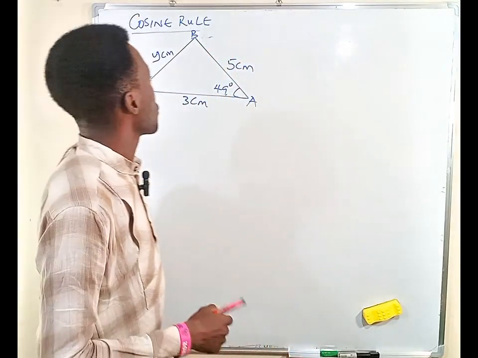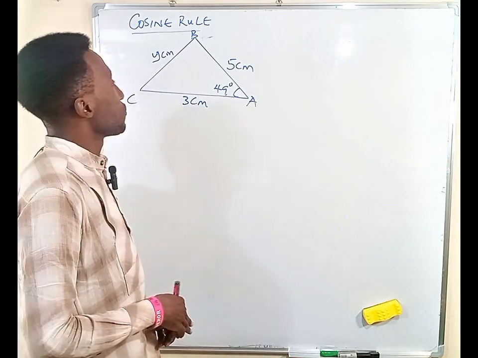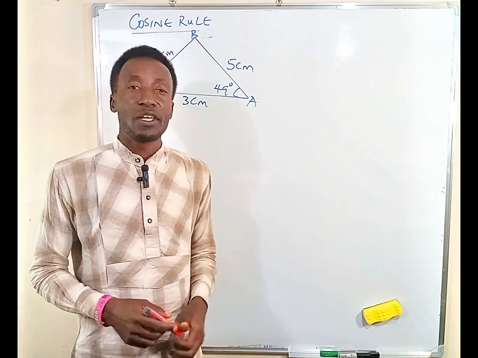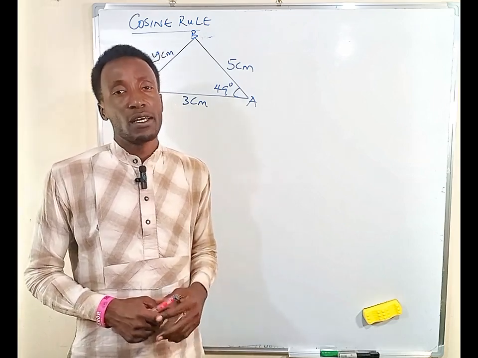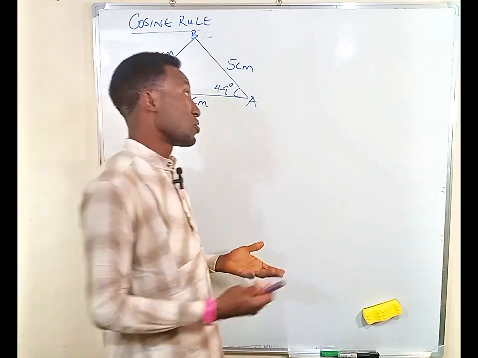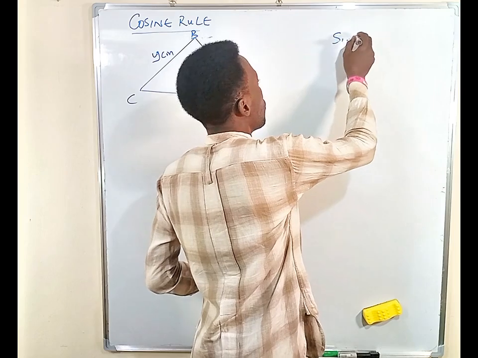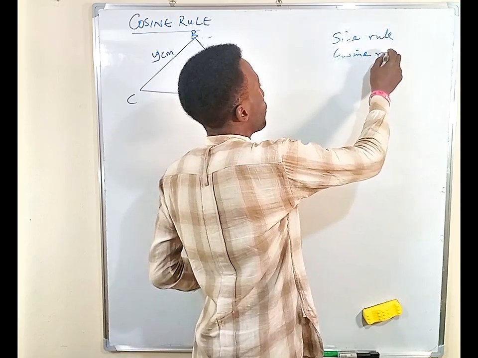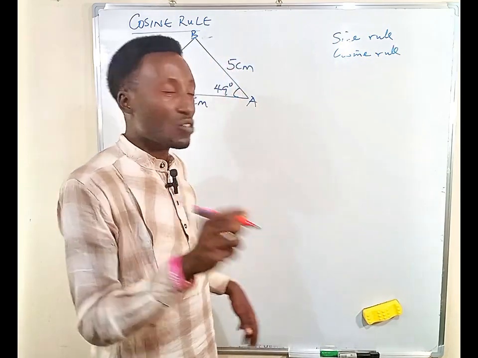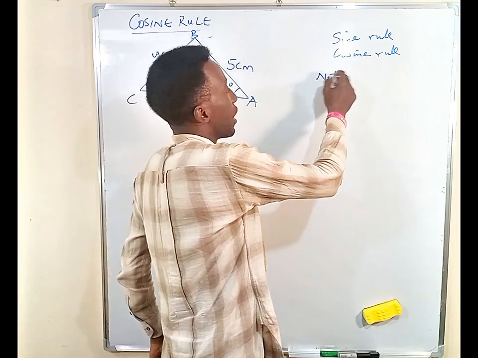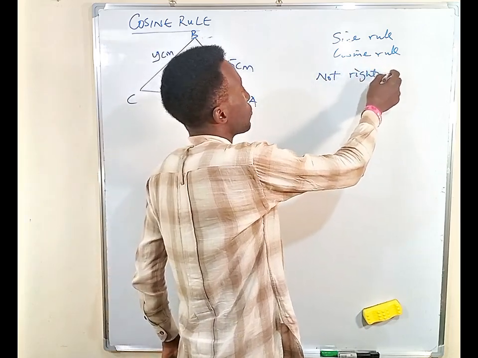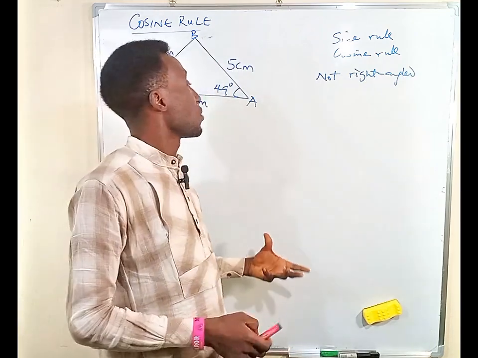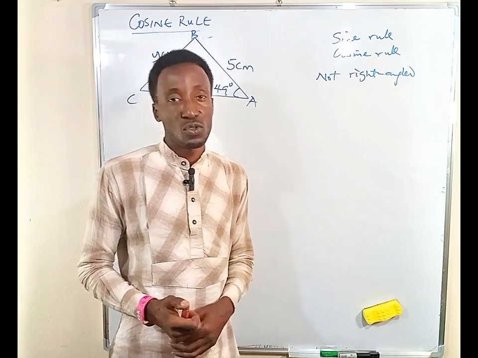The topic on the board is cosine rule. This is the first video on cosine rule that I'm making. Now let me explain where cosine rules are applied. Both sine rule and cosine rule are applied in triangles that are not right angle. So they are not what? Right angle. So any triangle that is not a right angle triangle, cosine rule and sine rule are what is used.